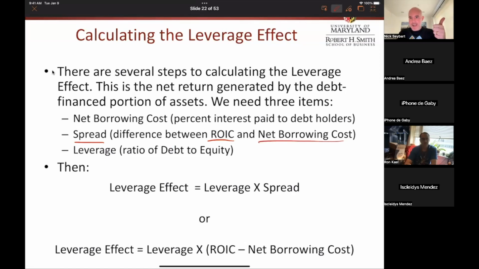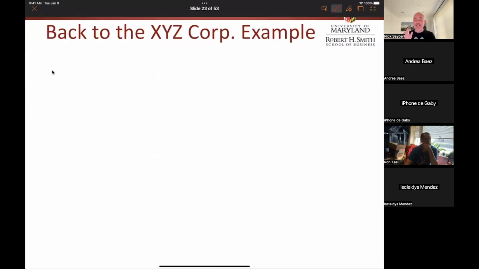So first we're going to calculate return on invested capital. Then we're going to calculate the net borrowing cost. Then we're going to get the spread. Then we're going to multiply the spread by the leverage ratio. So you can see there's a lot of little calculations here. And we will get to those in a minute. But in this simple example, what would that calculation be?